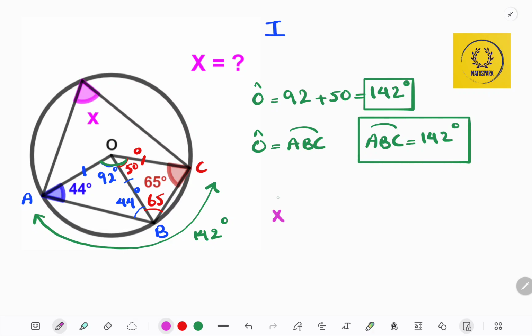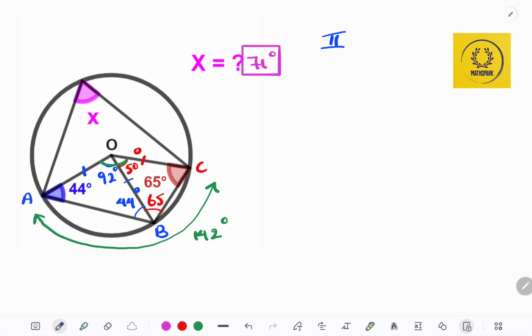Angle X is an inscribed angle with intercepted arc ABC, and we know that an inscribed angle is half of its intercepted arc. So by dividing 142 by 2, we reach this number, 71 degrees, the size of X. Okay. This was the first strategy. Let's dive into the second one.